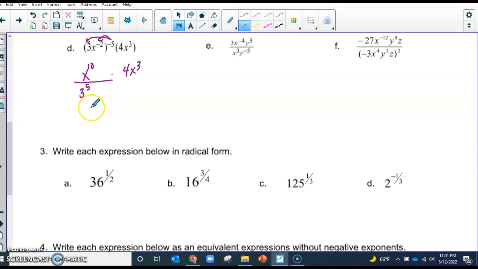3 to the 5th, when I plug that in my calculator, is 243. So this becomes x to the 10th over 243 times 4x to the third. X to the 10, I can also multiply with x to the third. Because they're being multiplied, these are being added. So I've got 4x to the 13th over 243.